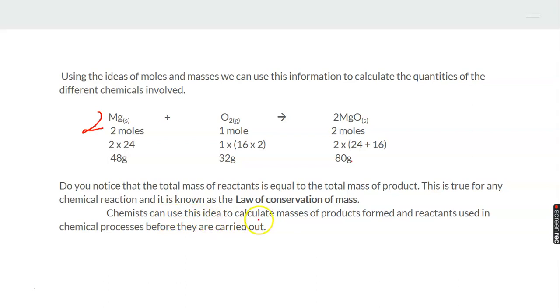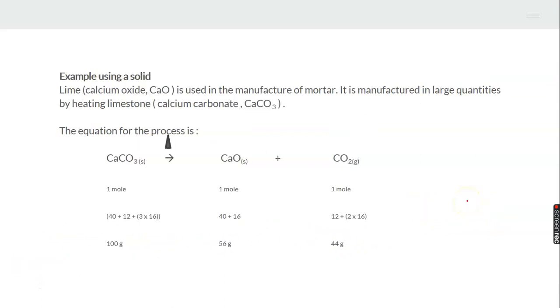chemists can use this idea to calculate masses of products formed and reactants used in chemical processes before they are carried out. So we do an example. The initial one was calculating the empirical formula and knowing the molecular formula. But here we are going to do something different.